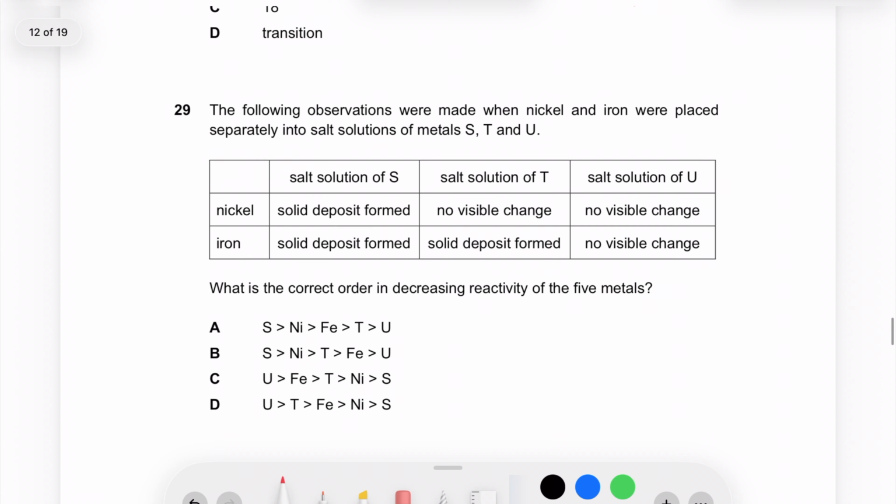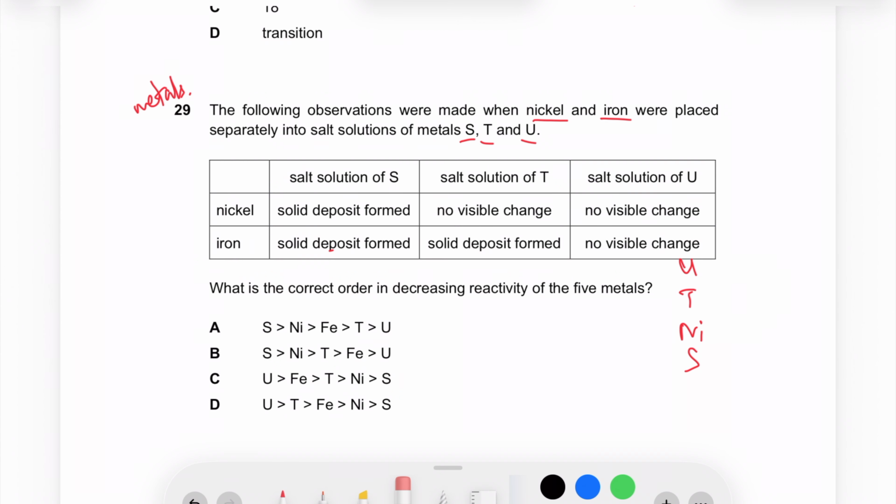29. The following observations are shown when nickel and iron are added into S, T, and U salt solutions. From here you can tell they are looking for the reactive series, the metal ranking. When nickel is added into the salt solution of S, a solid deposit is formed, so S is being displaced out. So nickel will be above S, and T and U will be above because they can't be displaced by nickel. Nickel can displace S and T but not U, so U is definitely most reactive.